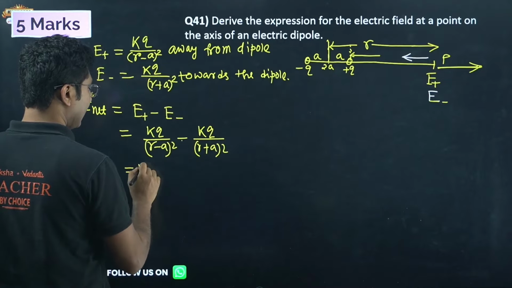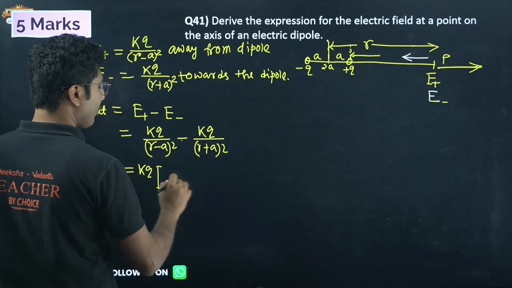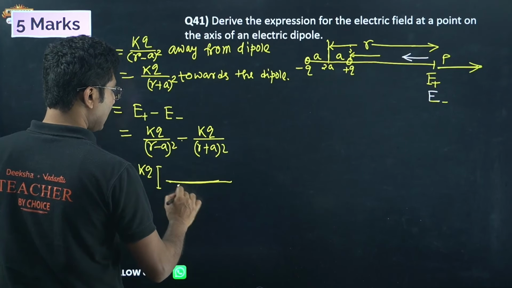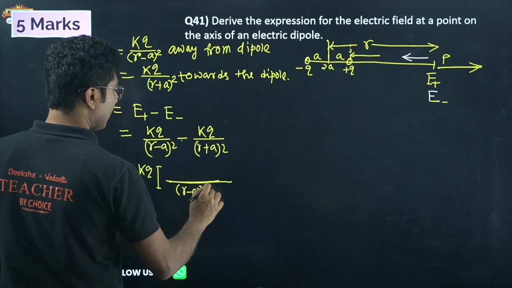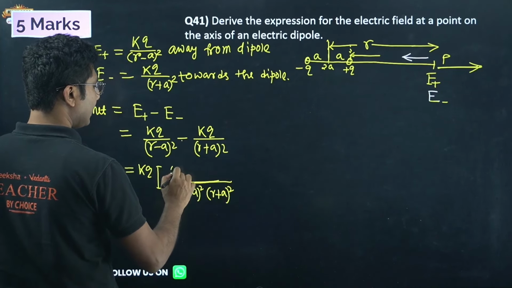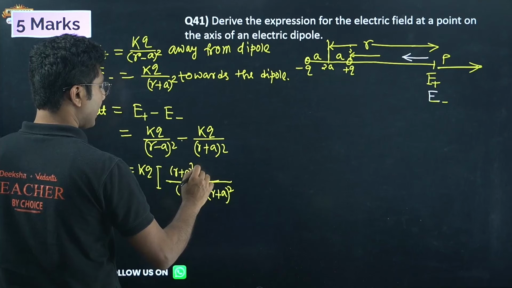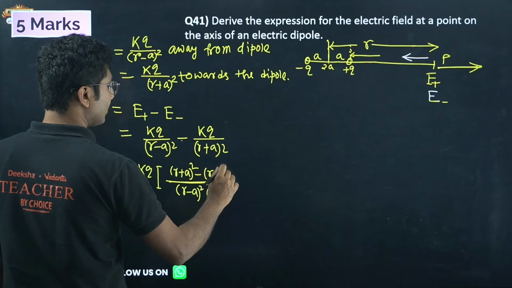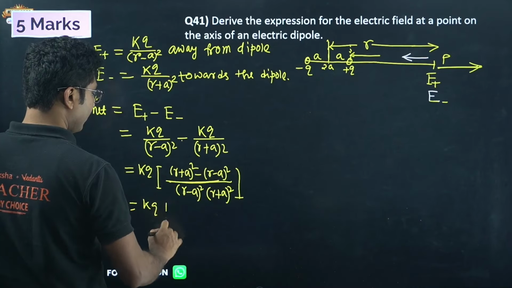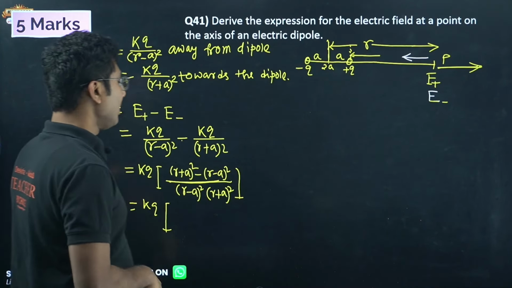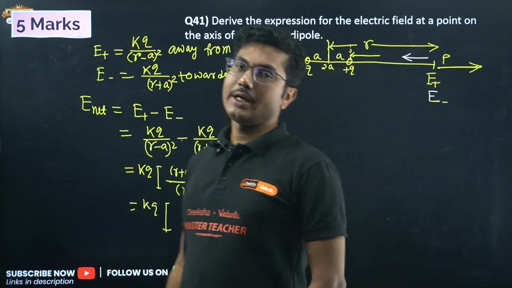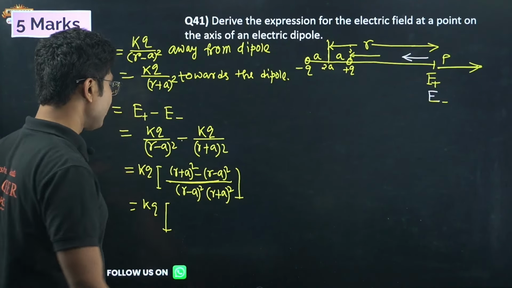Now take the kQ common. This is very, very helpful for solving problems also. kQ as common. Now multiply the denominators, (r minus a) whole squared, (r plus a) whole squared. This will come over here: (r plus a) whole squared minus (r minus a) whole squared. Right? So now simplify this. kQ. So (a plus b) whole squared minus (a minus b) whole squared. There is a shortcut formula for that.